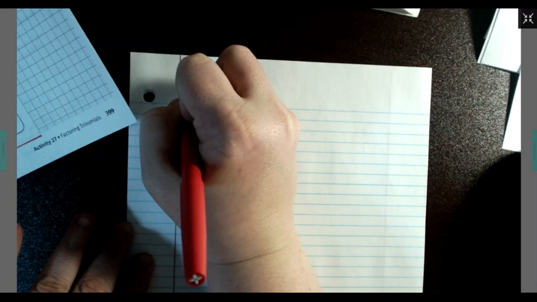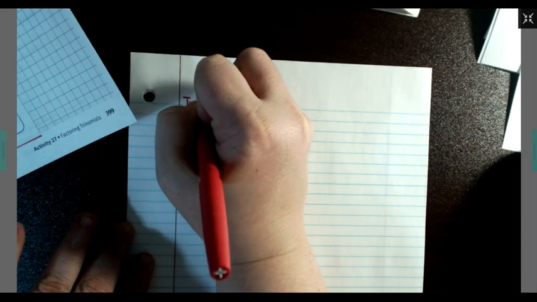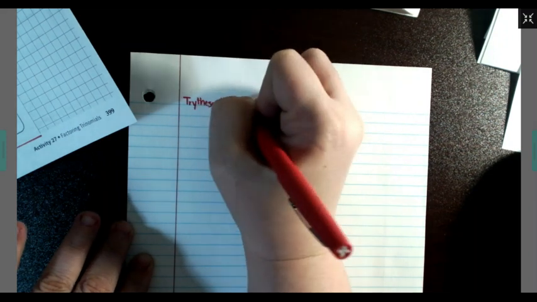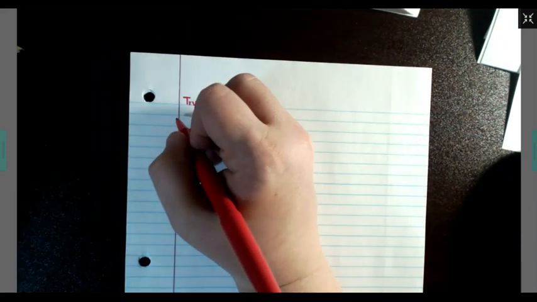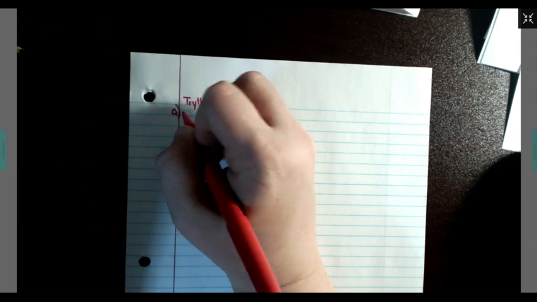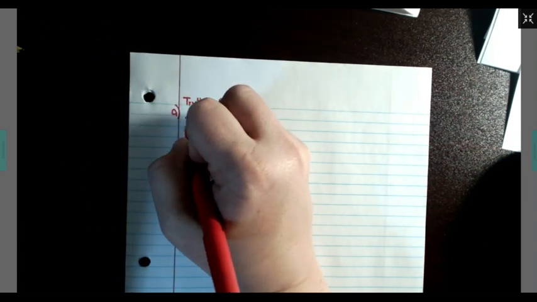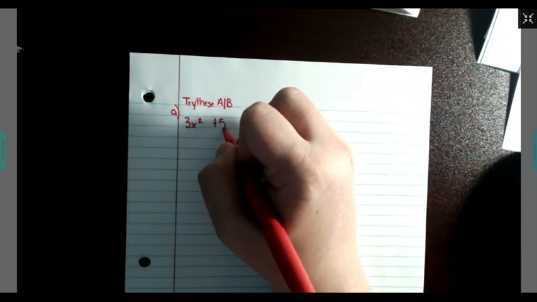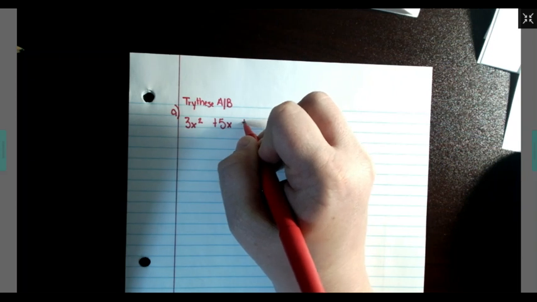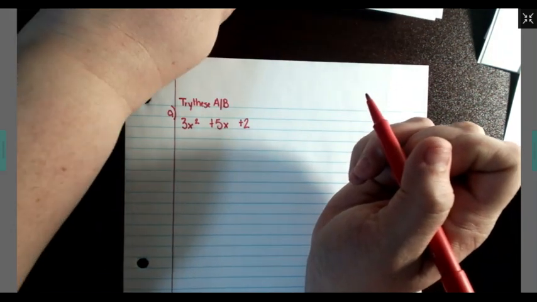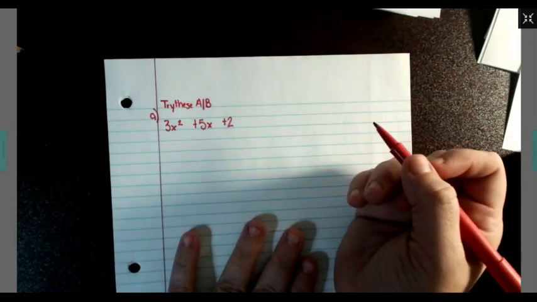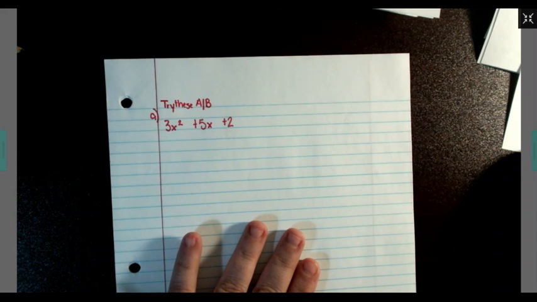We're going to try these, A and B. And we're going to do letter A. It is 3x squared plus 5x plus 2.